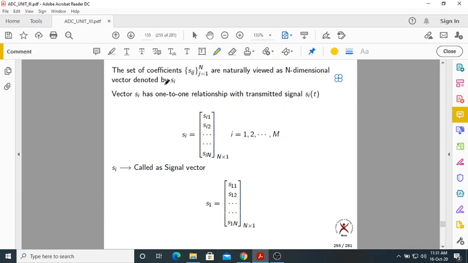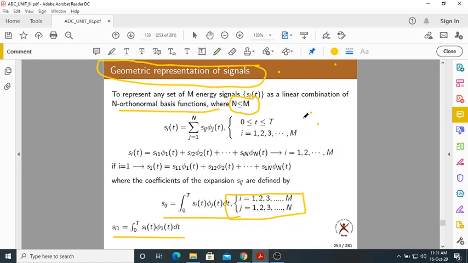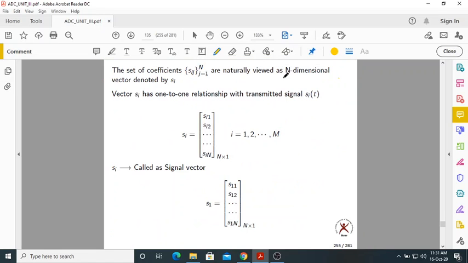Now, the set of coefficients is naturally viewed as an N-dimensional vector. These coefficients Sij will be written in the form of a vector or a column matrix. So Si is a column matrix: Si1, Si2, and so on up to SiN. What is the order of this matrix? N cross 1, where i varies from 1 to M.